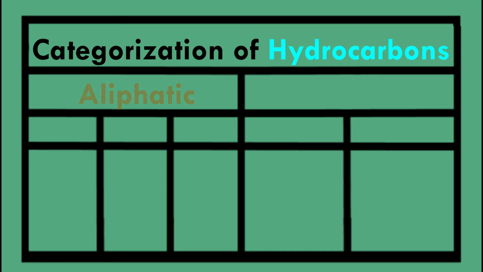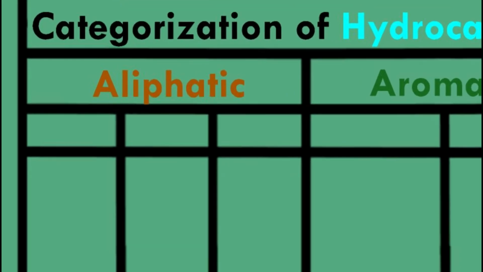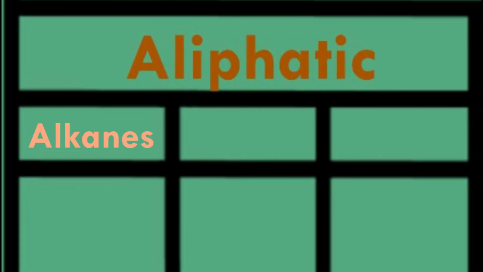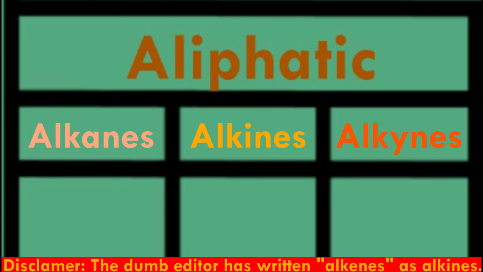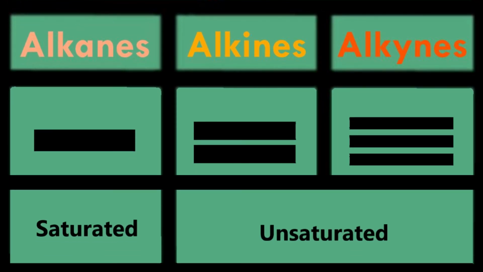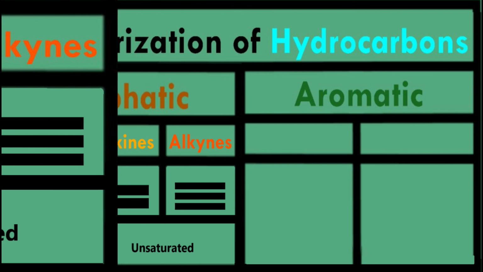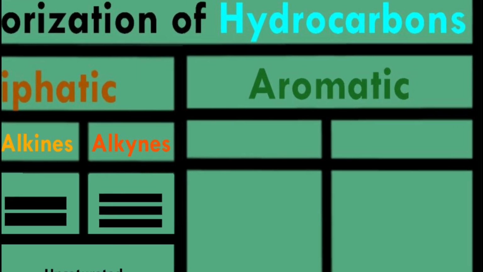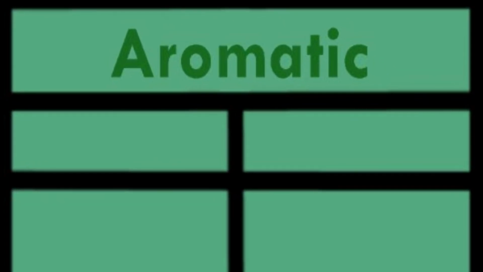Hydrocarbons are split into two groups, aliphatic and aromatic. Aliphatic hydrocarbons are hydrocarbons that are derived from lipids, and in itself is divided into three different groups: alkanes, alkenes, and alkynes. Alkanes contain a single bond, alkenes contain a double bond, while alkynes contain a triple bond. And due to their different bonds, alkanes are known as the saturated hydrocarbons, while alkenes and alkynes are known as unsaturated hydrocarbons. Then we have aromatic hydrocarbons, which derive from the degradation of certain plant extracts.